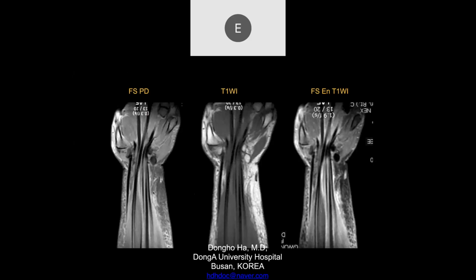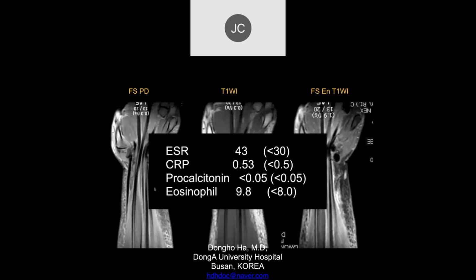Here are some coronal images, which just shows a little bit of increased signal intensity along the tendon sheaths, probably in the synovium of the tendons. And then here's some more labs that are a little bit abnormal. Well, could it be an atypical infection? Maybe like a fungal infection, maybe.